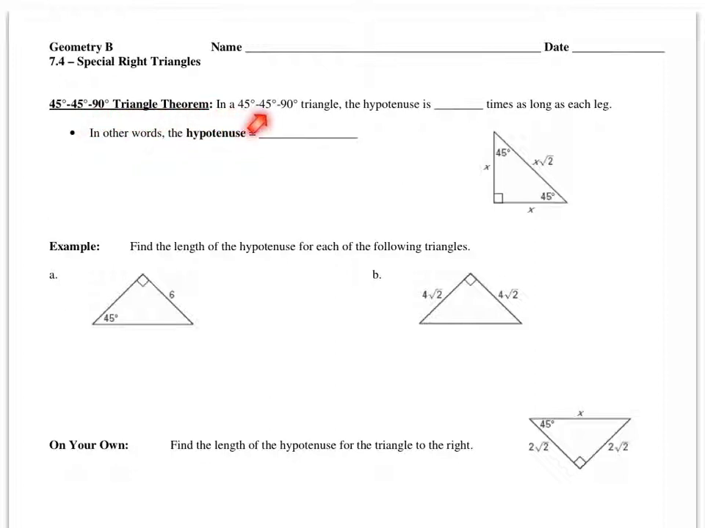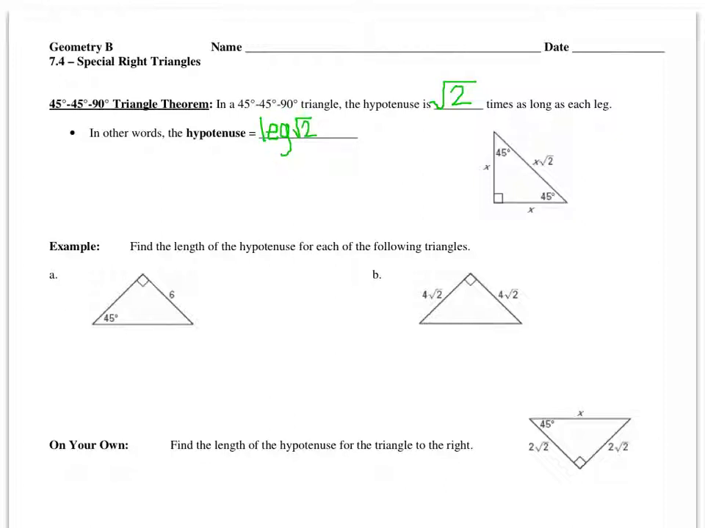It says in a 45, 45, 90 degree triangle, the hypotenuse is the square root of 2 times as long as each leg. In other words, the hypotenuse equals the leg times the square root of 2.